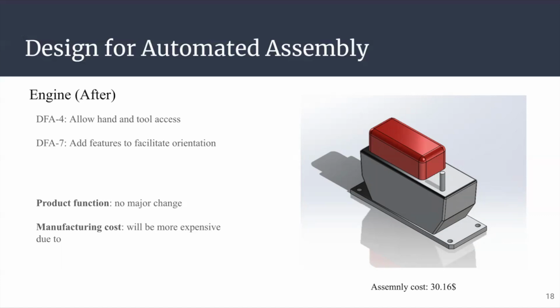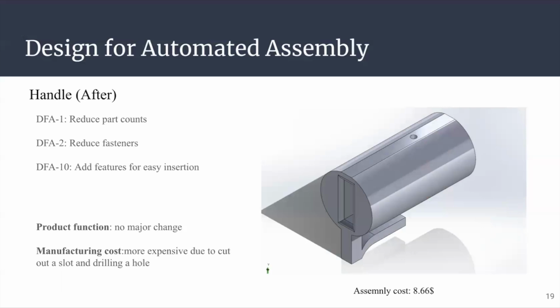At the same time, the functions of the engine parts were not changed, but the manufacturing cost of the engine part will increase due to these operations. For the handle parts, we cut out the slots to reduce the use of screws when installing the handles. This can reduce the installation cost from $20.13 to $8.66, but these operations will also increase the manufacturing cost.